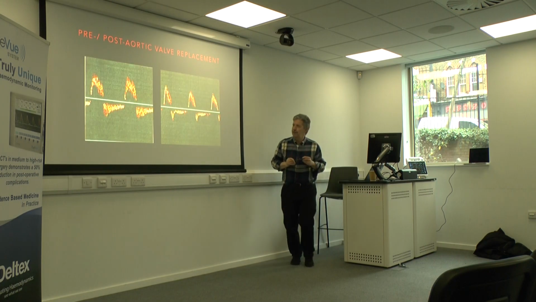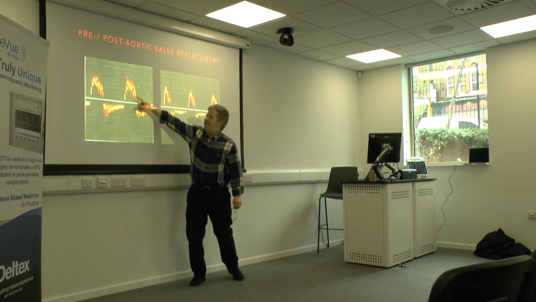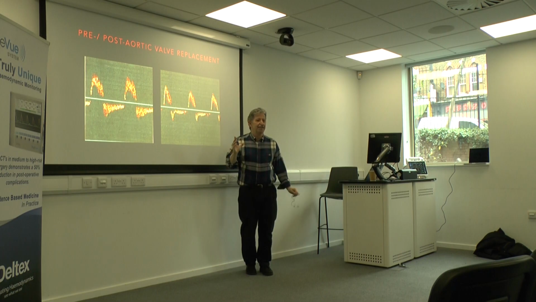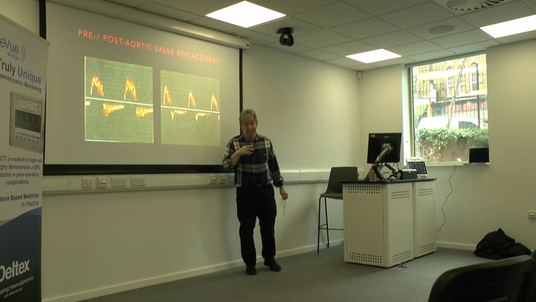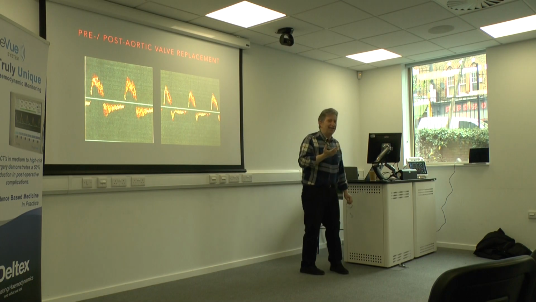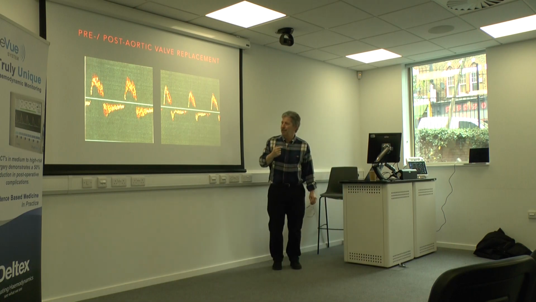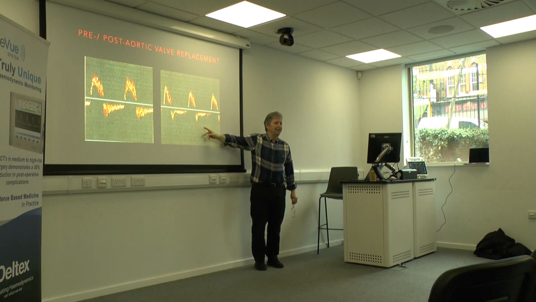I mentioned aortic regurg. You can see forward flow, reverse flow, so the whole length of diastole. And this is a patient who we knew had aortic regurg because he was having an aortic valve replacement. At the end of the operation, this is better, but it's still there.